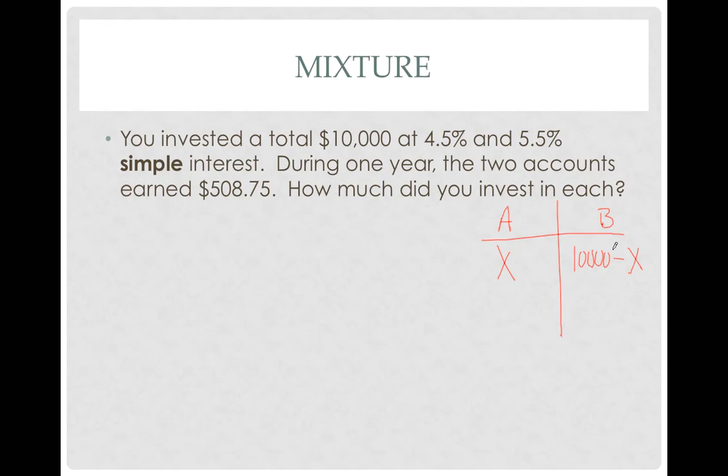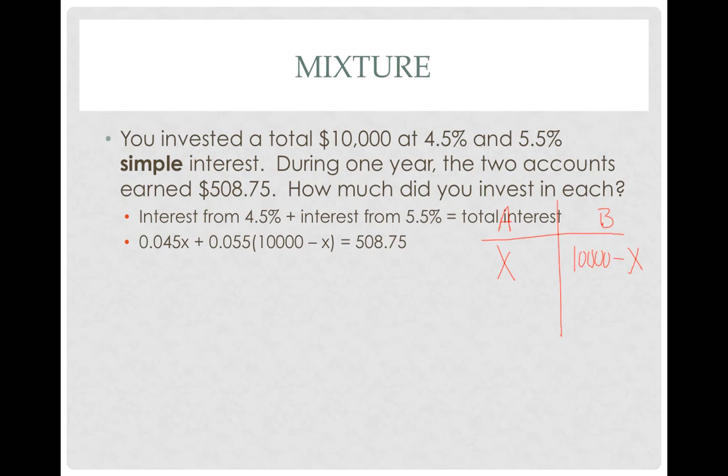Now, simple interest. This equation is basically going to look like this. The interest you earn from 4.5% plus the interest you earn from 5.5% is going to be the total that you earn. So it's going to be 0.045x plus 0.055 times the leftover equals 508.75. You can solve that equation. You can solve for your x. If you have x in one account, the other account is going to have 10,000 minus that x value.